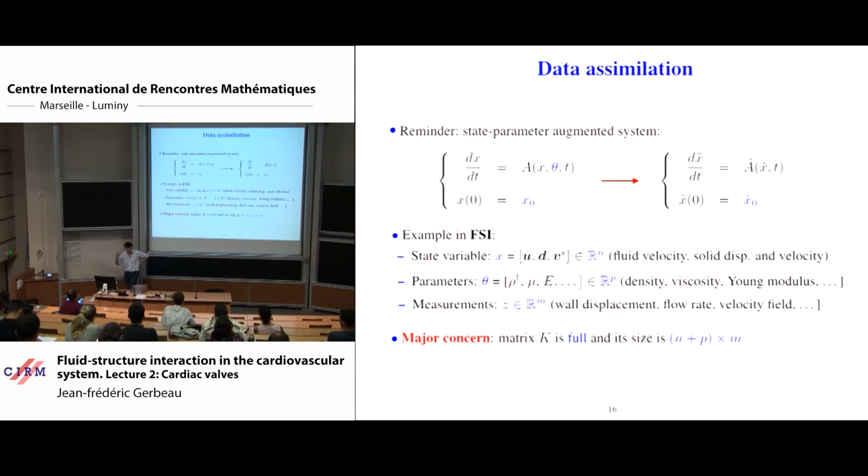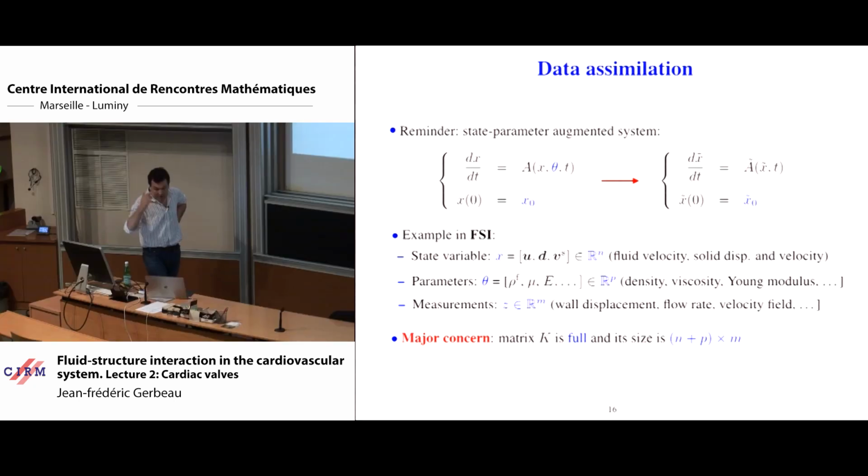So you remember that our goal is to use it for fluid structure interaction, with a huge state space and potentially with several parameters. We will take measurements, typically the ones that are available on medical data. The major concern of this approach is that the K matrix is full and huge, so it cannot be used directly for the PDEs.